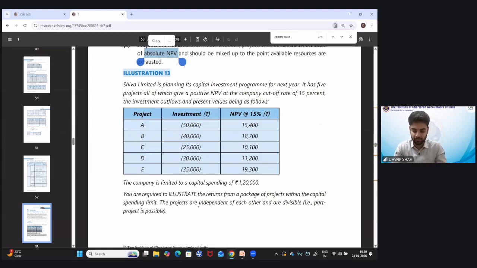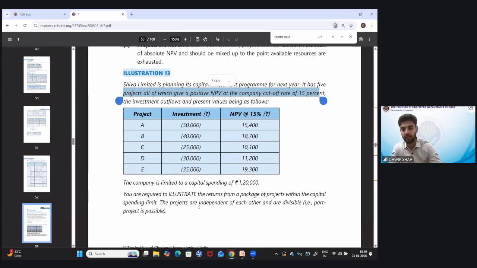Shiva Limited is planning its capital investment program for the next year. It has 5 projects, all of which have a positive NPV at the discounting rate of 15%. A cutoff rate means COC. I hope you know WACC is also called hurdle rate, cutoff rate. Hurdle rate means this much you must earn at least.